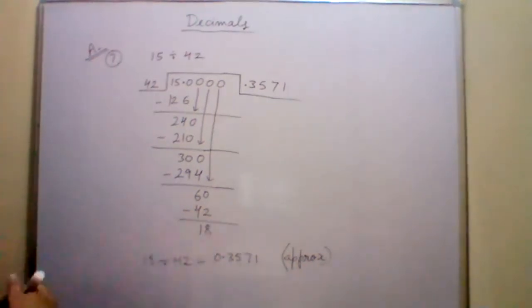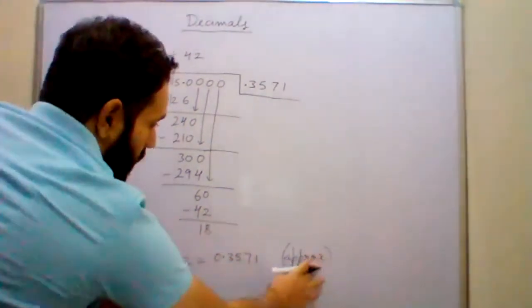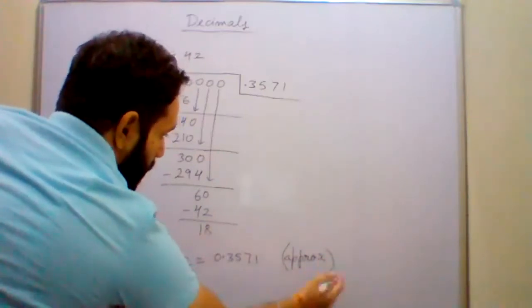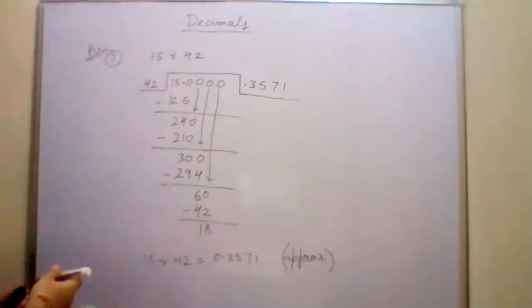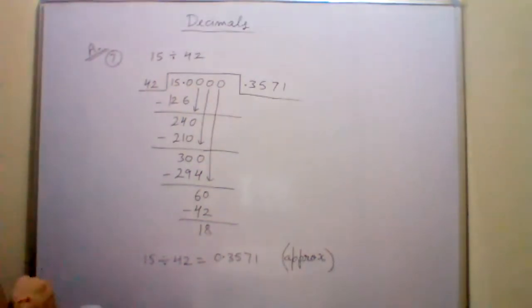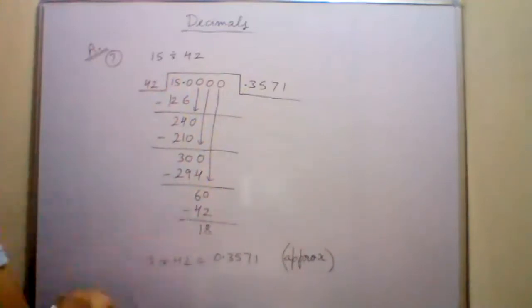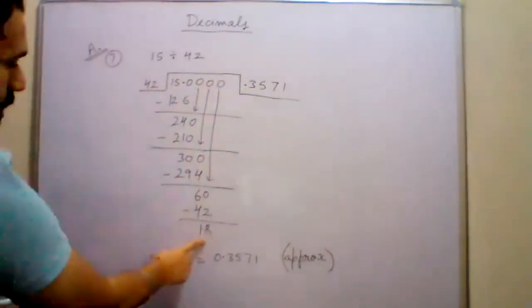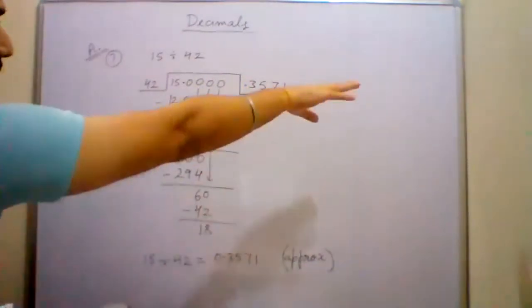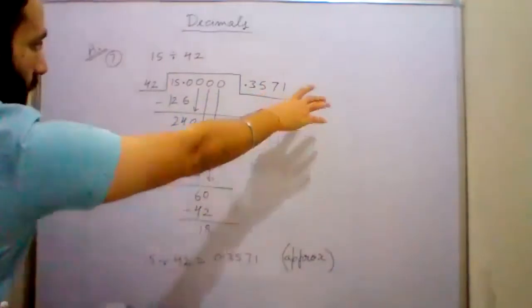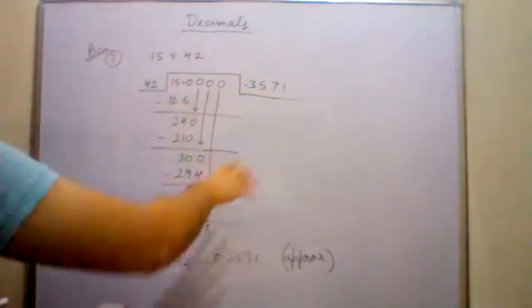So what is the meaning of approx? We were discussing this. I have written approx in the bracket. Approx means we are not getting the remainder 0 here, so we are not doing it after this. We can do after this also. So this is not the exact answer. This means the answer is not exact.